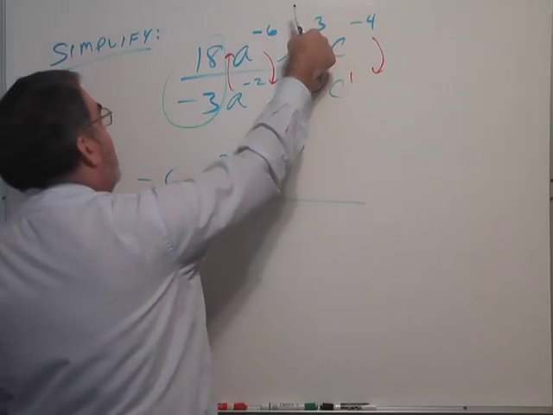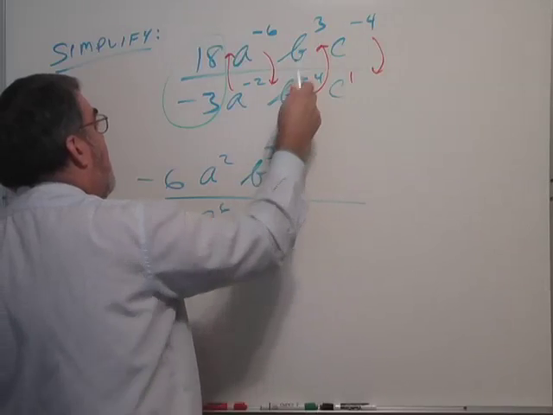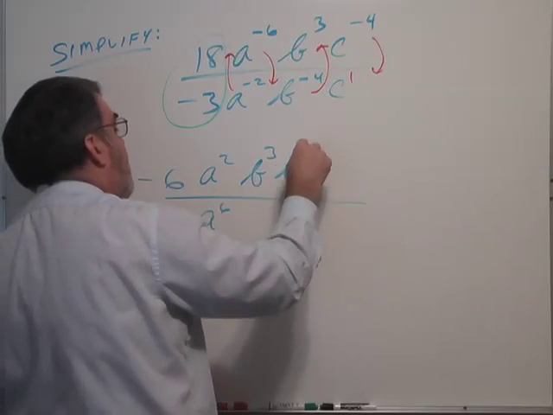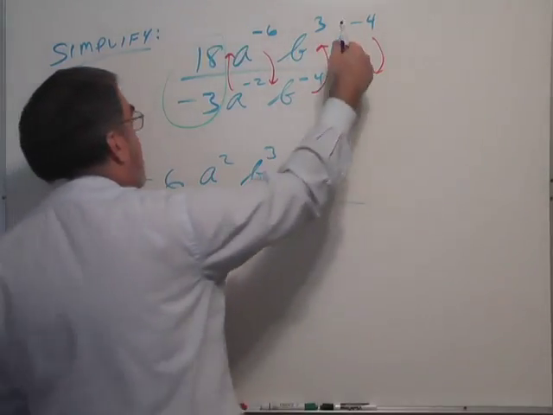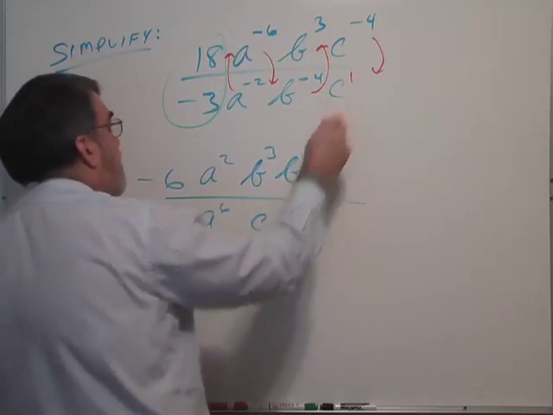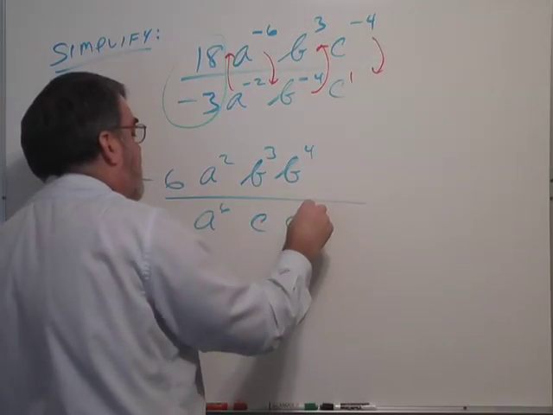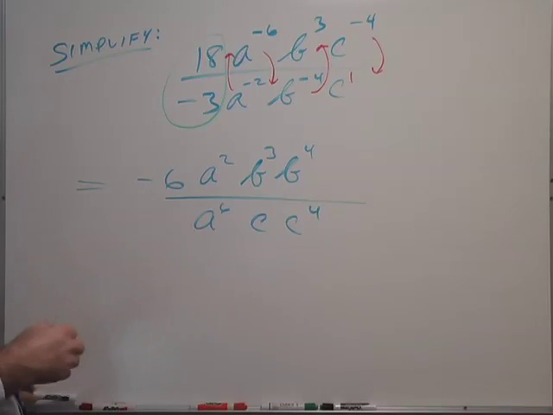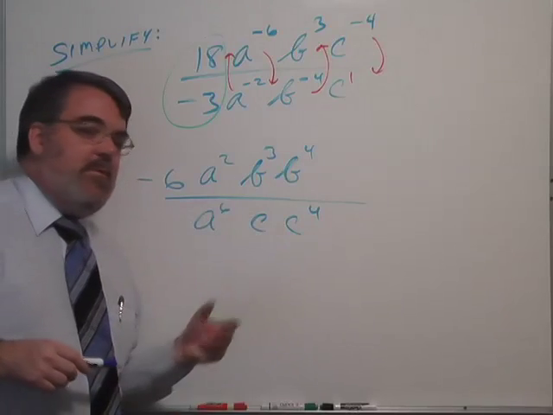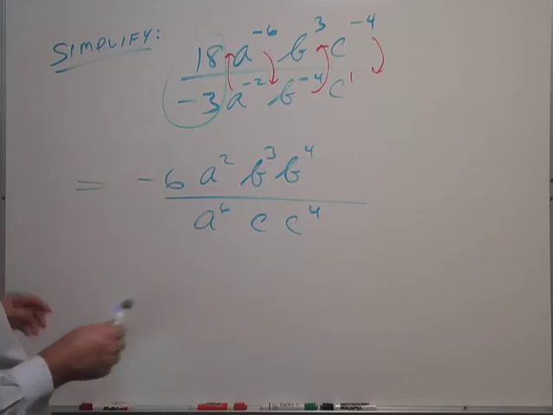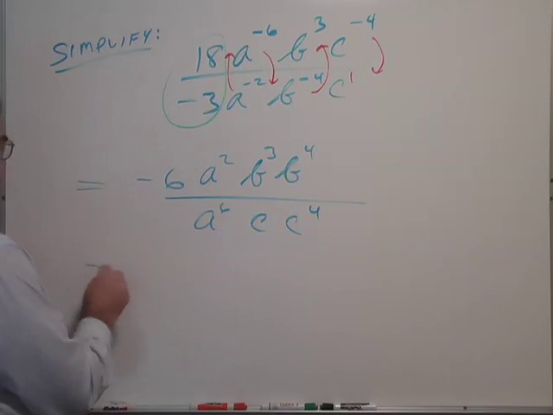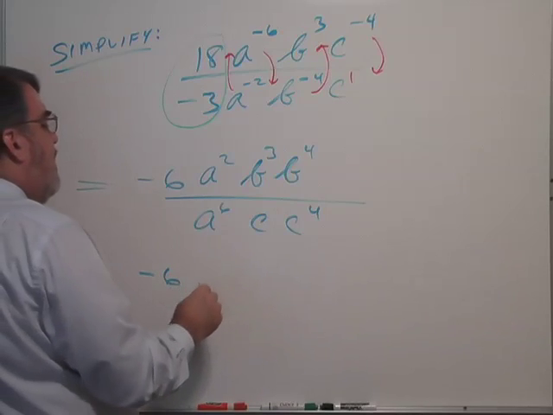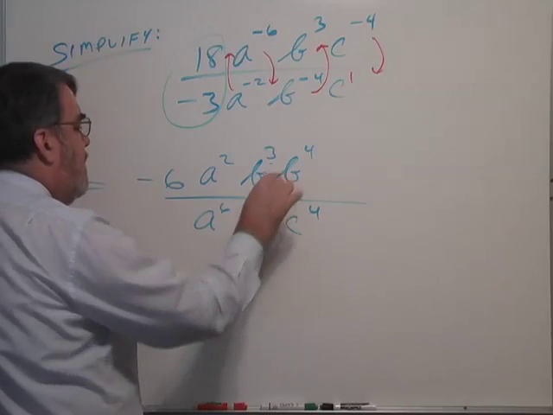I'm going to have b to the 3rd on top, it stays there, and this b to the 4th comes up. And then this c stays down below, but c to the 4th comes downstairs. So I changed those exponents, the ones that were negative I changed to positives, moved them around. And now it's rather fast to finish, isn't it? I got minus 6. Now look at this.